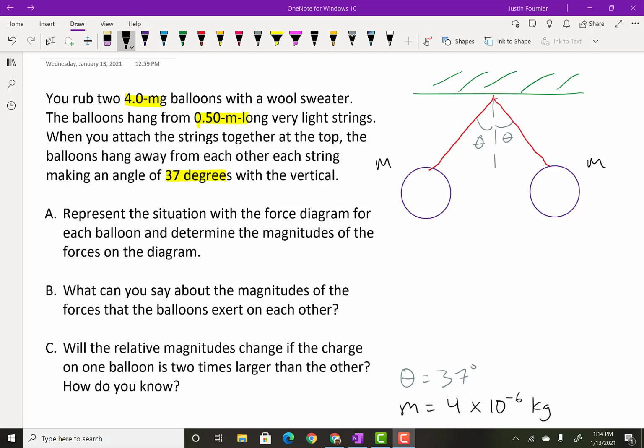When you attach the strings together at the top, the balloons hang away from each other, each string making an angle of 37 degrees with the vertical. So it says, represent the situation with a force diagram for each balloon and determine the magnitudes of the forces on the diagram. Okay, so let's see.